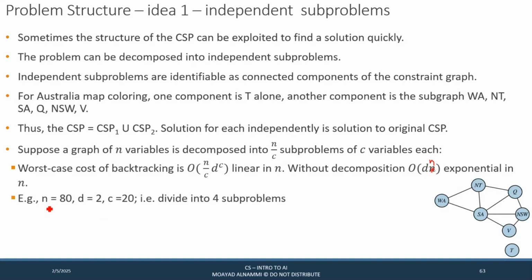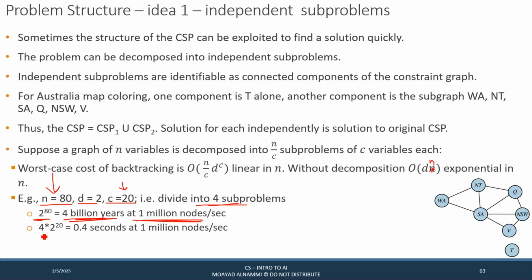Just to give you some numbers, if n equals 80, I have 80 variables. These variables can take on two values. And let's say that I have 4 subproblems. I can decompose the problem where each subproblem will have 20 variables. If I try to run backtracking search on the 80 variables, it'll cost me, in the worst case, 2 to the power of 80, which is about 4 billion years if I had a processing power of 1 million search nodes per second.